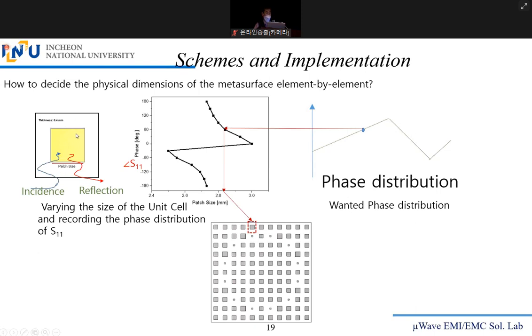This is coated on the top surface of the dielectric substrate, whose thickness is 0.4 millimeter, and the incident wave is hitting the surface and reflection. So it is unavoidable to check S11. S11 means input impedance, input port reflection coefficient.